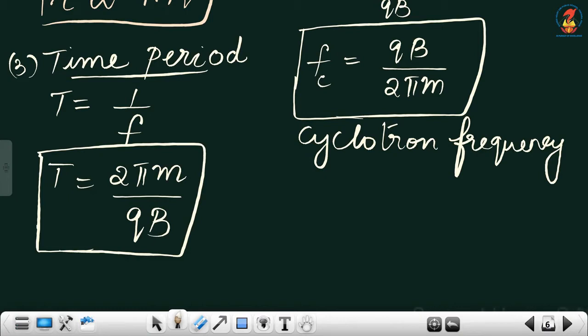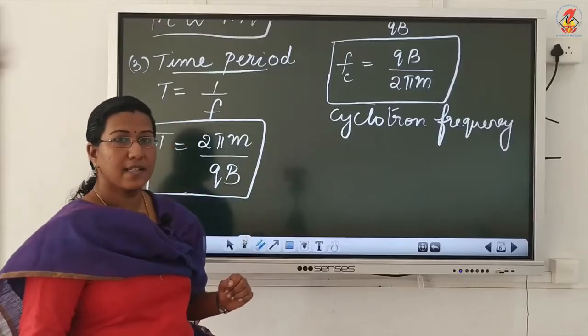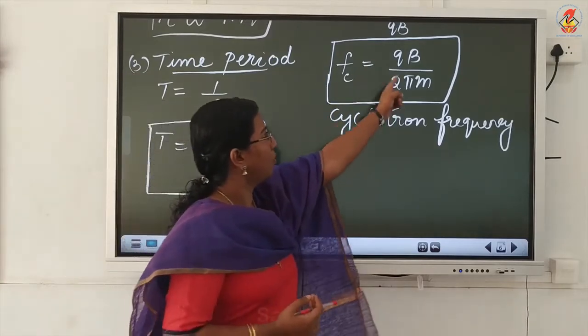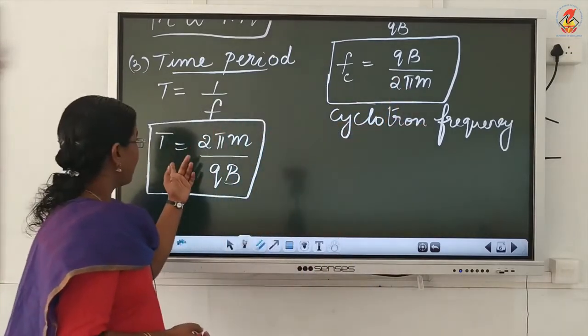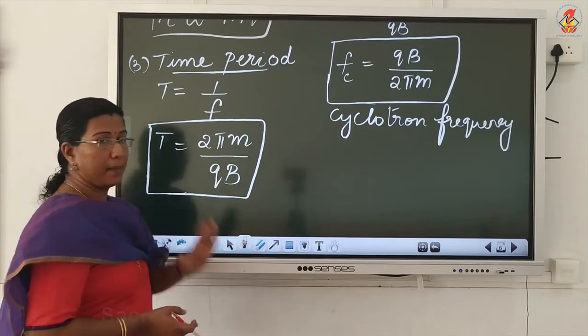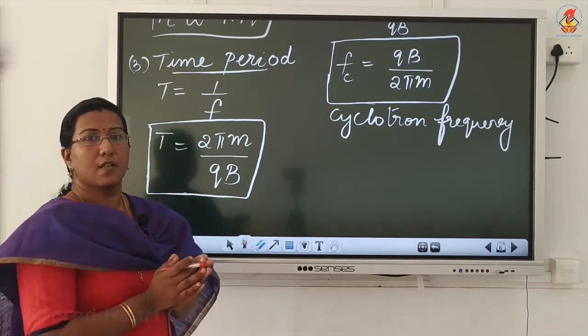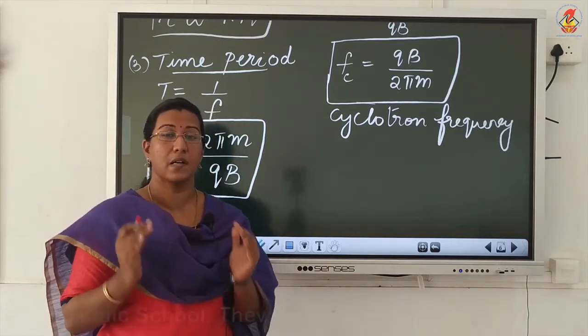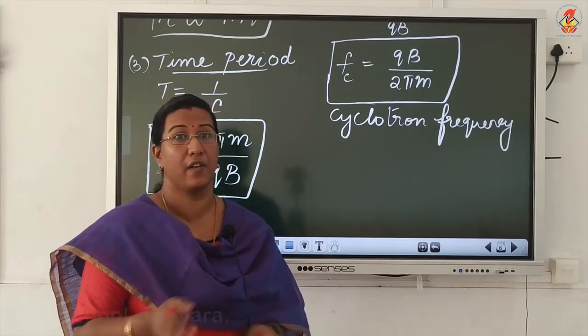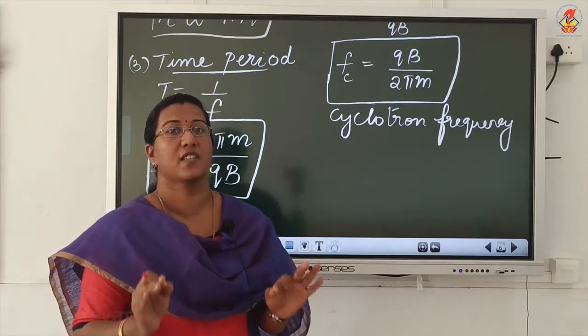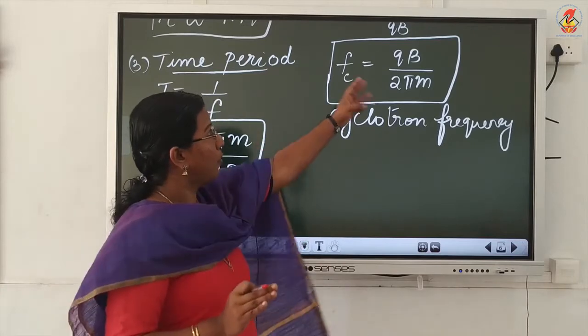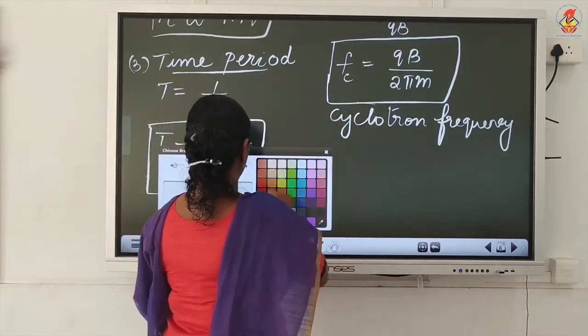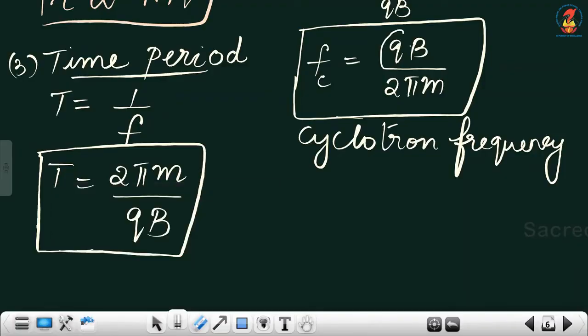So if you look at this equation of time period and frequency, you can see f depends on q, B, 2 pi and m. T also depends on 2 pi m by q and B. All these are constant terms. So which means the frequency and time period for a particle executing circular motion in an external magnetic field will not change. It will be a constant value since q, B, 2 pi m, all these are constant.